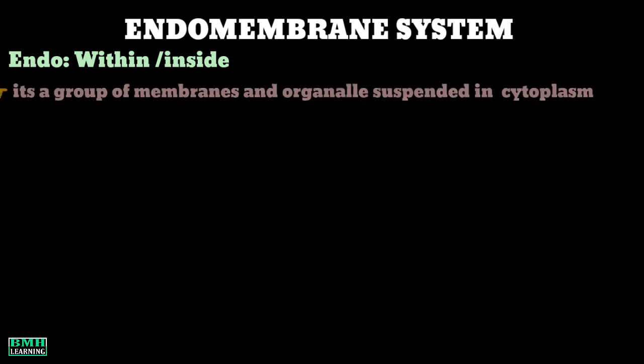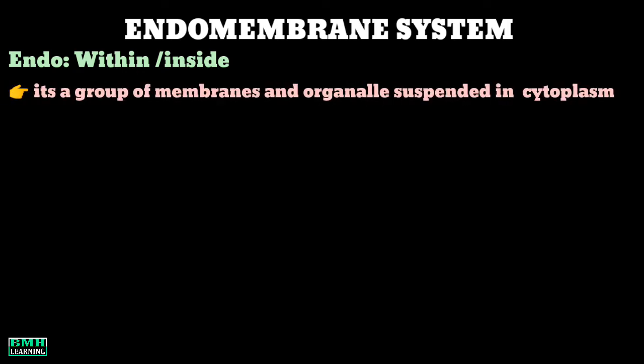This lecture is about the endomembrane system. So endo means within or inside. That is, the endomembrane system is a group of membranes and organelles which are suspended in the cytoplasm of the eukaryotic cells. Now what's its function?